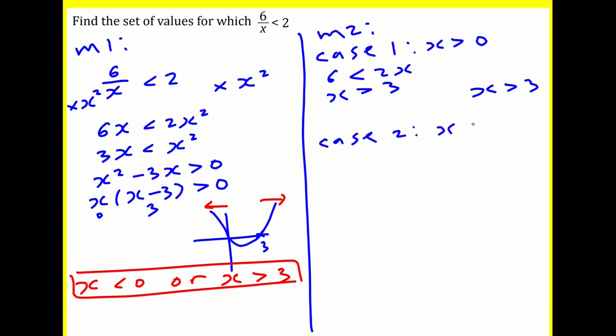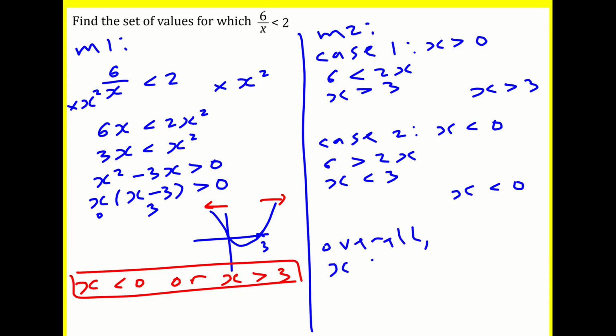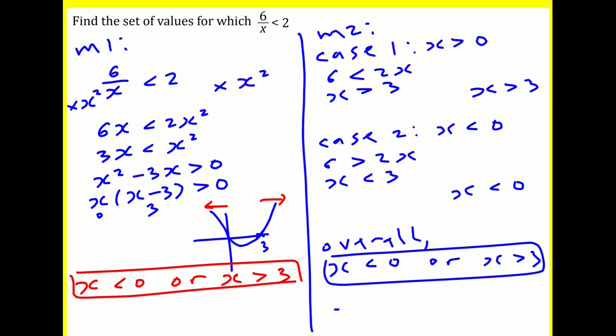Case 2, x is less than 0. Now when I times through by x, I'm going to swap the sign around. So 6 is greater than 2x, and x is going to be less than 3. Now here it has to be less than 0 and less than 3. Well, for them to both be true, I need that x is less than 0. So overall, x is less than 0 or x is greater than 3. Hey, nice one.